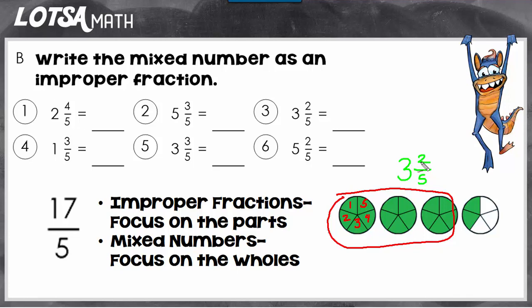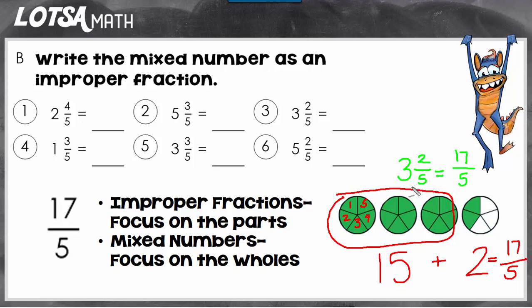So to take this mixed number and make it an improper fraction, just think about 3 wholes with 5 pieces each. So 3 times 5 is 15, plus the 2 leftovers. If you add them together, you have 17 pieces. And remember, improper fractions focus on the pieces or the parts. The denominator, though, is still going to be 5. The denominator doesn't change because there's still 5 pieces in one whole, and the denominator represents the pieces in one whole. So if we take this mixed number 3 2/5, the improper fraction that's equivalent is 17/5.